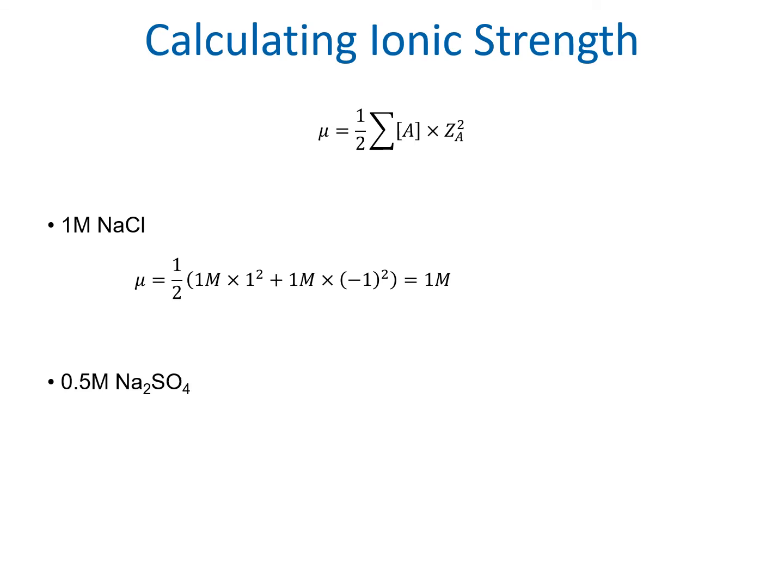It might seem that a less concentrated solution of sodium sulfate should be less ionic, but if we think carefully, we actually have 1 molar of sodium, since each sodium sulfate would release 2 sodiums, and the half molar of sulfate still has a -2 charge. Since this -2 charge is squared, it plays a larger role in ionic strength. We'd have a 1 molar contribution from the sodium and a 2 molar contribution from the sulfate from 0.5 times 4, and we'd add those together and divide by 2 and find that we have an overall 1.5 molar ionic strength.